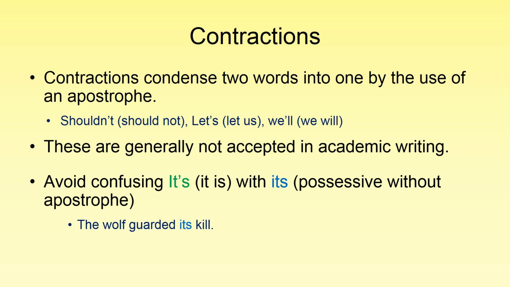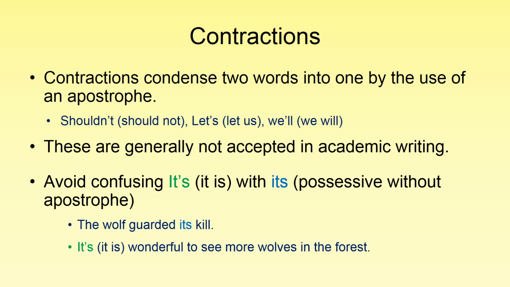Let's look at some examples. The wolf guarded its kill. So you can see that we don't have an apostrophe here, but it owns the kill, therefore it is possession. So this is correct. It's wonderful to see more wolves in the forest. You can see we're saying it is wonderful to see more wolves in the forest, therefore this version would be correct as well.